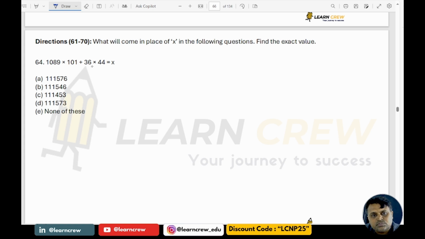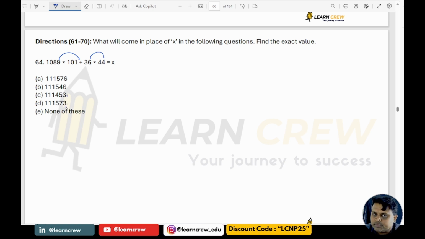So 36 into 44, what can be done? Let us apply digital sum directly. Here it is 0. Here 0. So finally 9 plus 4, 13. The digital sum and the last digit: 9 into 1, 9, last digit; 6 into 4, 24. 9 plus 4, 13. The last digit has to be 3.